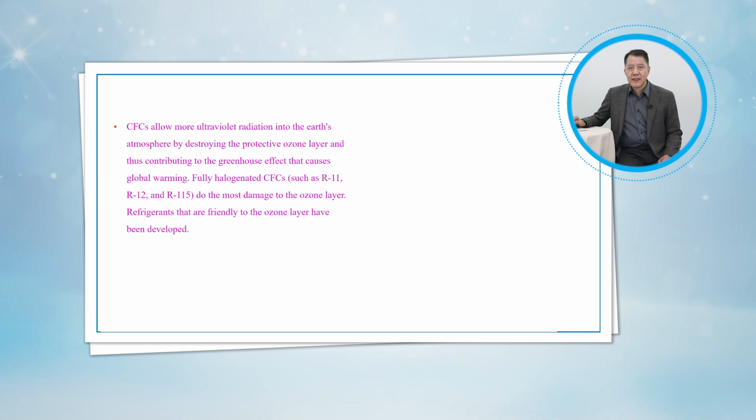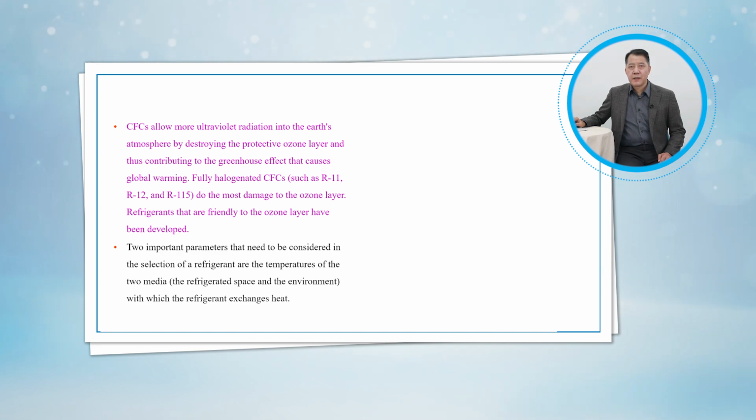It was realized in the mid-1970s that CFCs allow more ultraviolet radiation into the Earth's atmosphere by destroying the protective ozone layer and thus contributing to the greenhouse effect that causes global warming. Prolonged exposure to solar ultraviolet radiation can cause serious health effects on the skin, eyes, and immune system. As a result, the use of some CFCs is banned by international treaties. Fully halogenated CFCs do the most damage to the ozone layer.